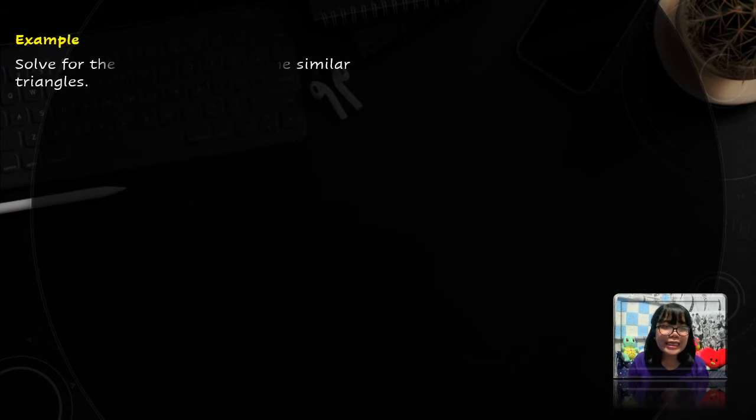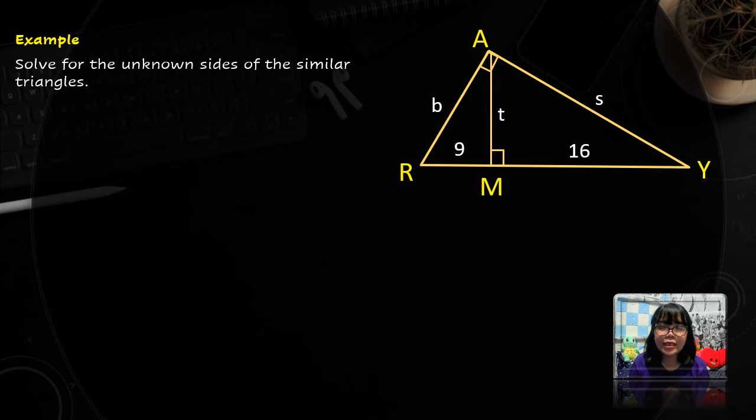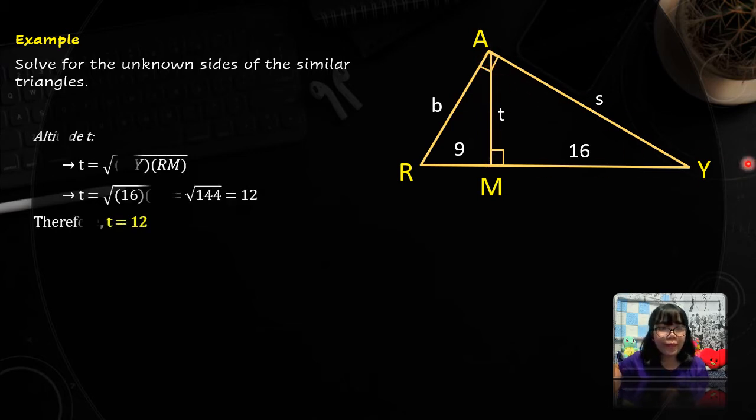Now here is an example. Solve for the unknown sides of the similar triangles. So we have here our illustration. We have here your triangle ARY, or we can say RAY, because we will have the right angle here, which is A. So that is triangle RAY. Then we have here the altitude AM. Now, we need to get the measure of our altitude t.